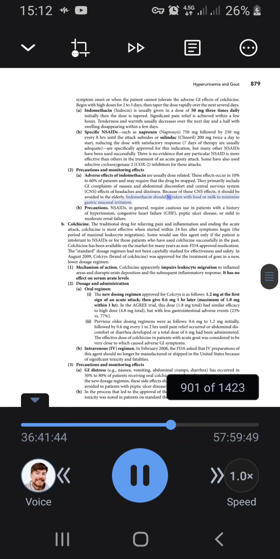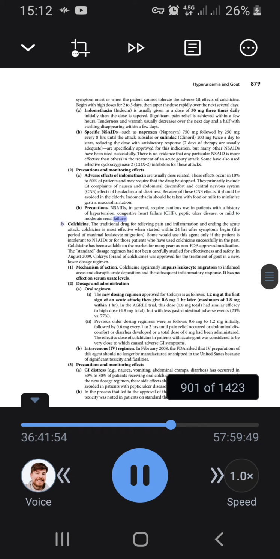Indomethacin should be taken with food or milk to minimize gastric mucosal irritation. Precautions: NSAIDs, in general, require cautious use in patients with a history of hypertension, congestive heart failure (CHF), peptic ulcer disease, or mild to moderate renal failure.